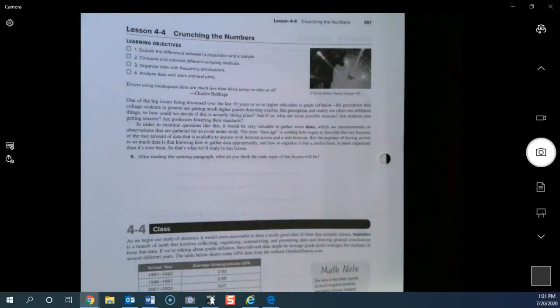Okay, class, we're about to start section 4.4 now. It's called Crunching the Numbers. And it's on page 351. Our learning objectives is to explain the difference between a population and a sample, compare and contrast different sampling methods, organize data with frequency distributions, and analyze data with stem and leaf plots.